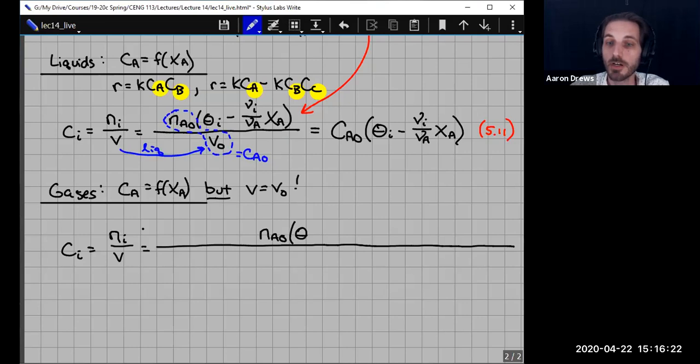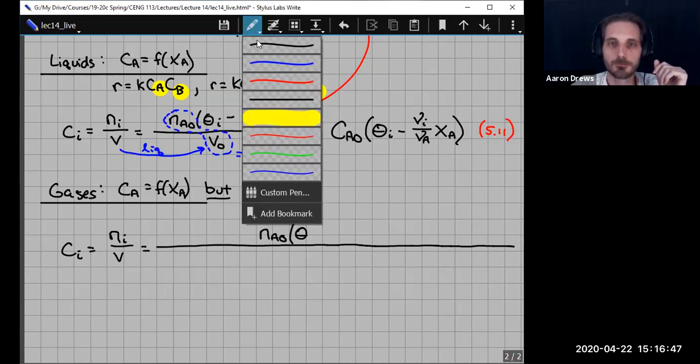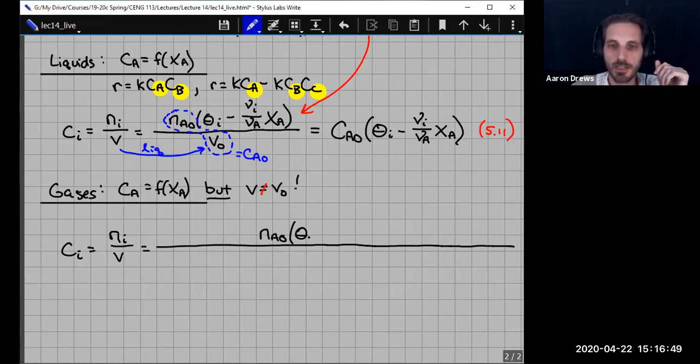You mean not equal? No. So this is actually true. So the question in chat was, do I mean not equal here? No, I mean equal here. That particular definition holds, right? The thing that I can't do is say that V is equal to V zero because this is a liquid, but it's still N sub I over V. Oh yes, but thank you. Now I see what you mean. Yes, this should be not equal to zero. N sub A zero theta I minus stoichiometric coefficient of I, stoichiometric coefficient of A times X sub A.